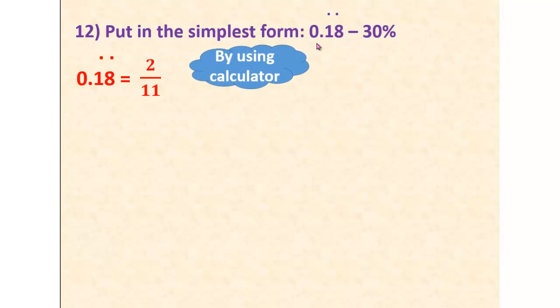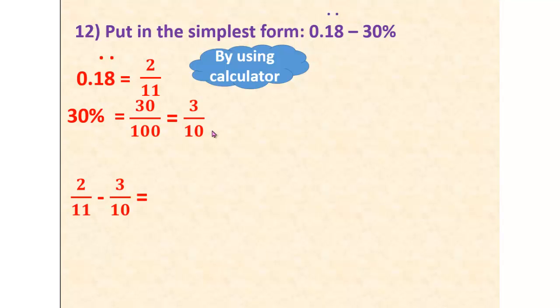And remember, I do this by using my calculator. I type 0.18 and keep repeating the 18 till the end of the screen, press equal, and I will have the rational number. What about 30%? We said that a percent is a part of 100, so I am taking 30 out of 100. 30 out of 100, when I'm going to put it in the simplest form, it's 3 over 10.